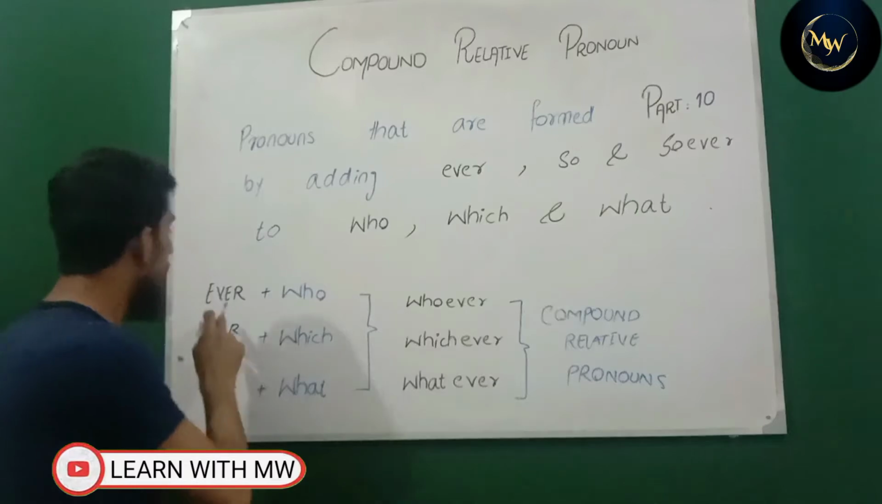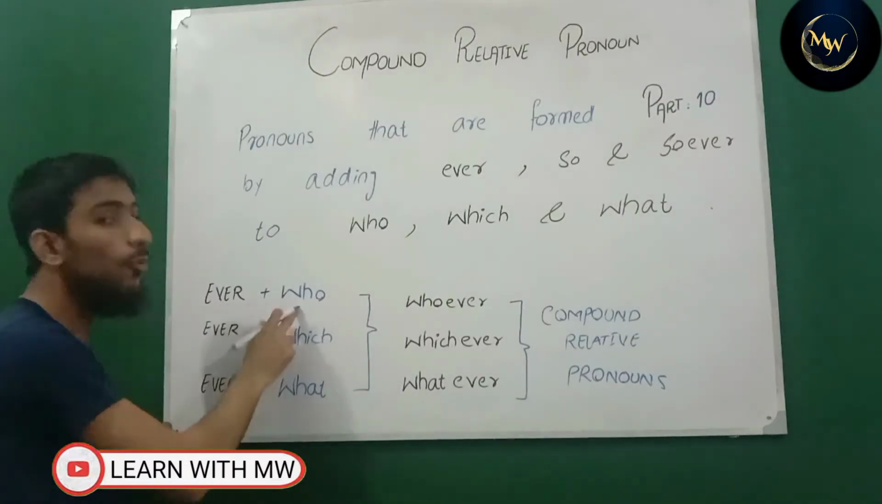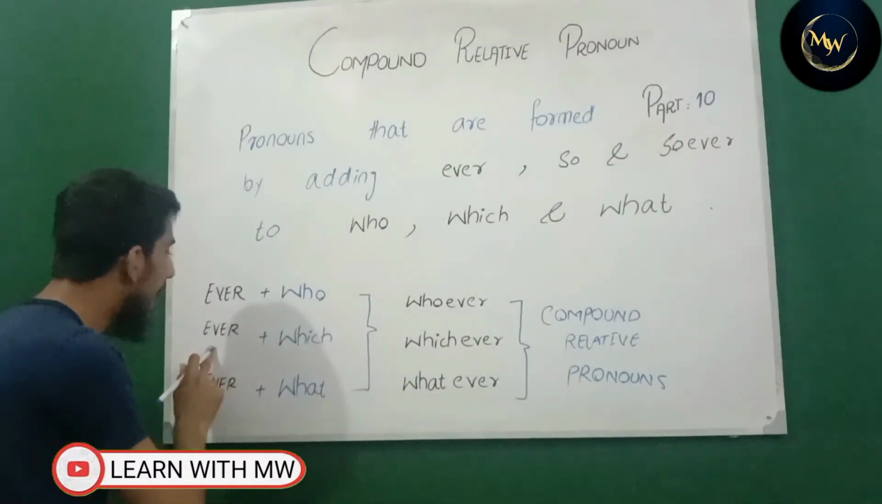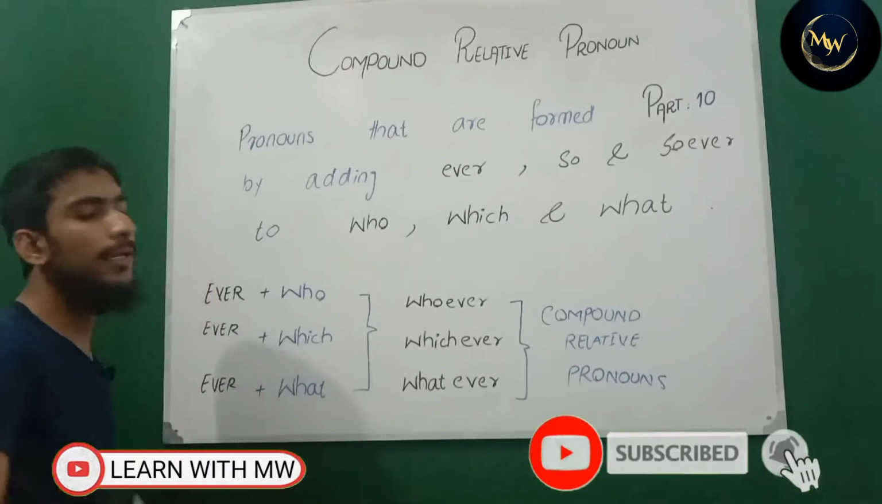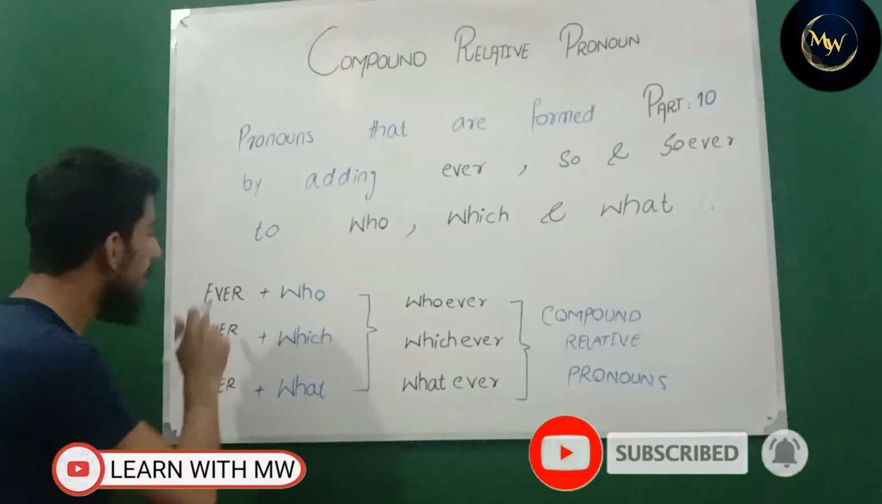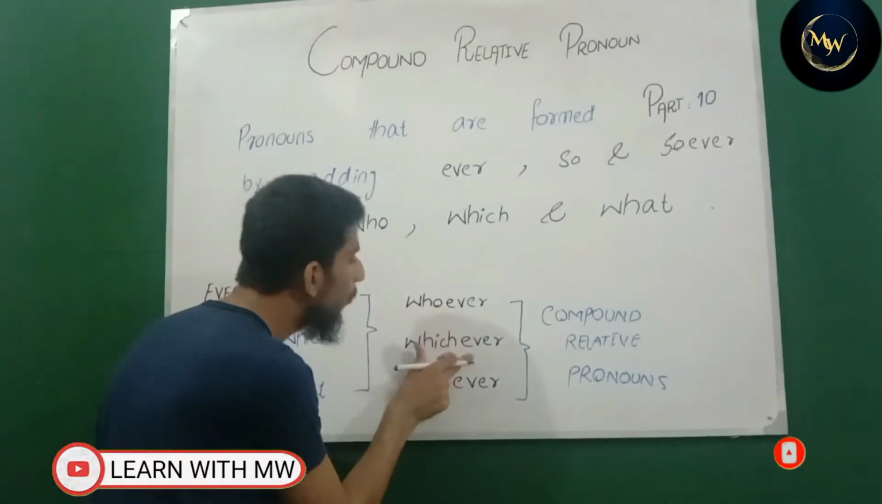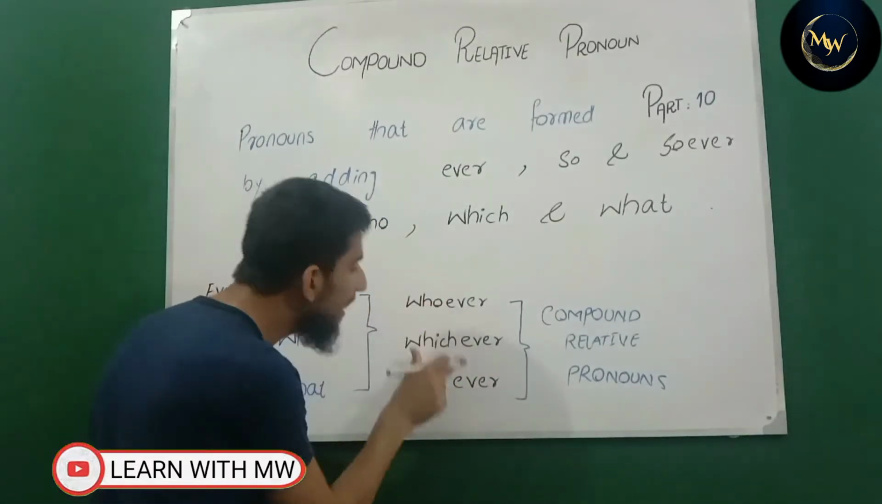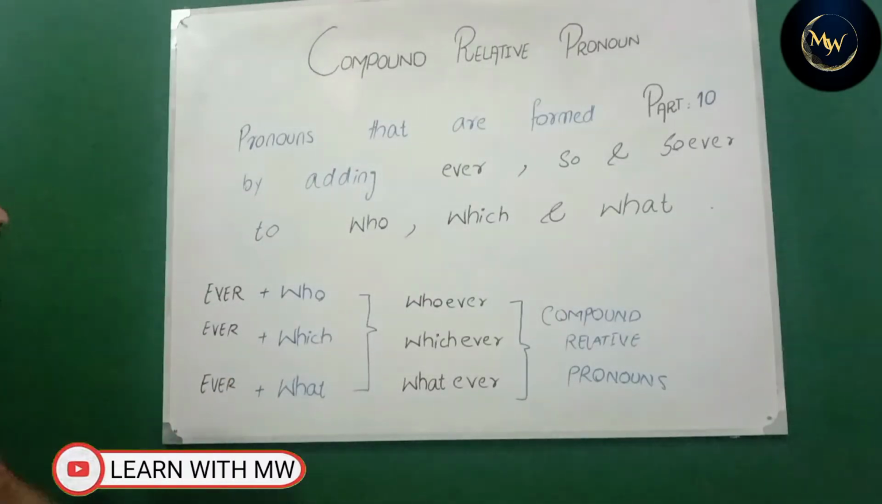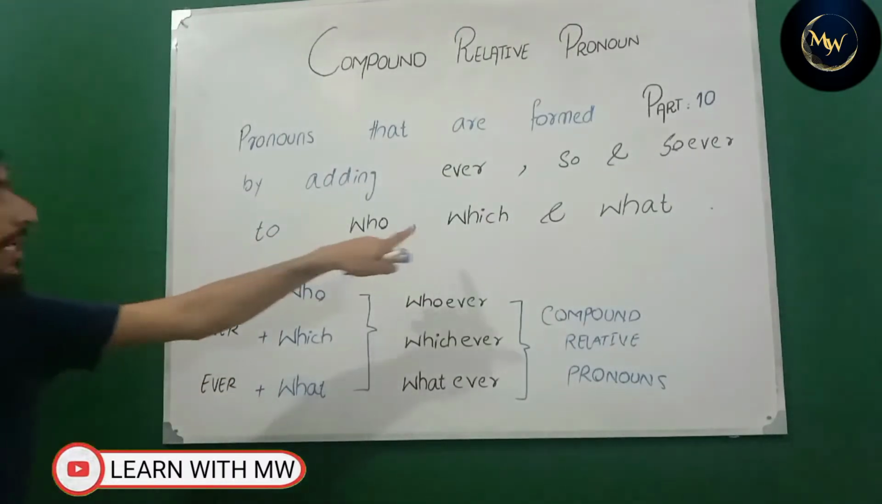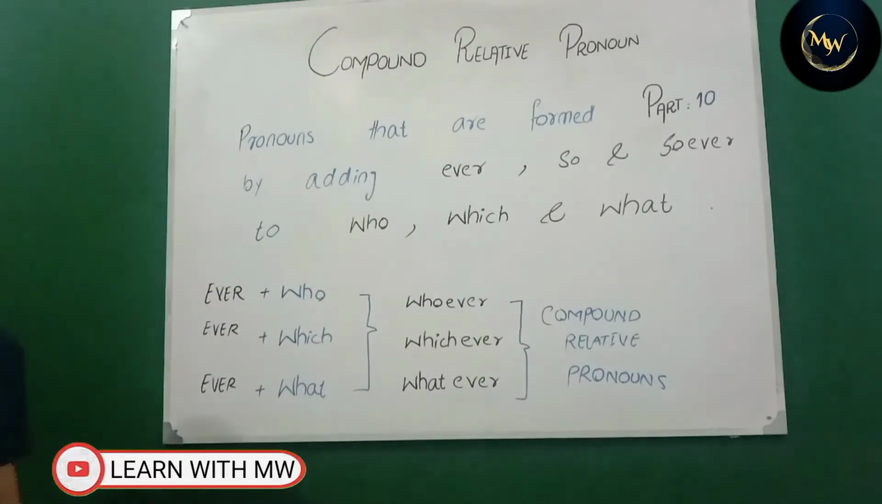So look, by adding ever to who, which is a relative pronoun; by adding ever to which, also a relative pronoun; by adding ever to what, a relative pronoun. So the combination is whoever, whichever and whatever. All these three are compound relative pronouns. Take a screenshot. I will be writing another combination as well.